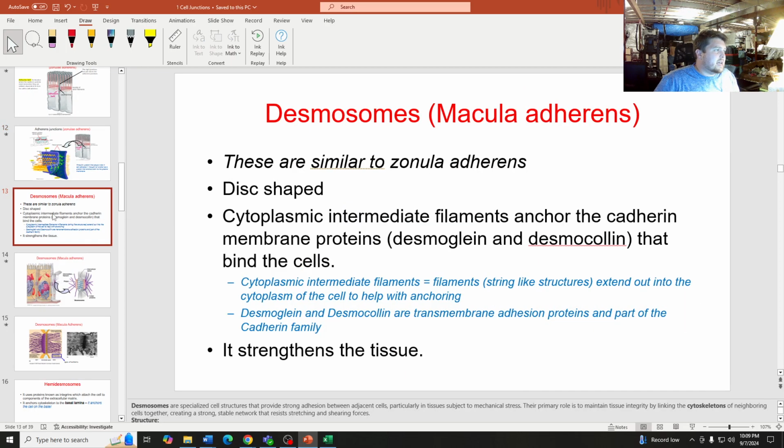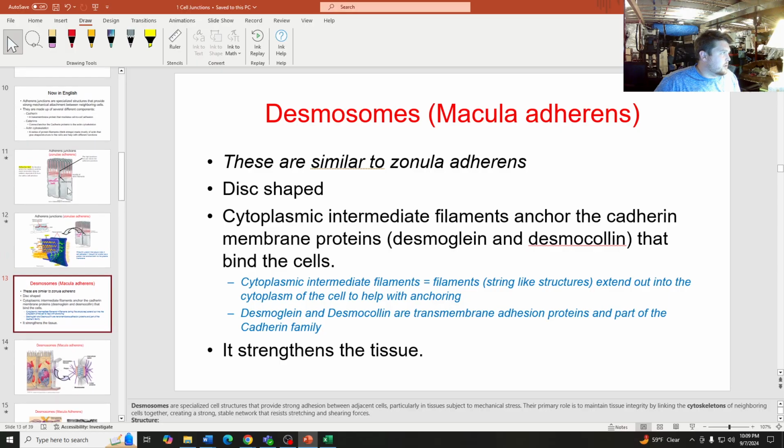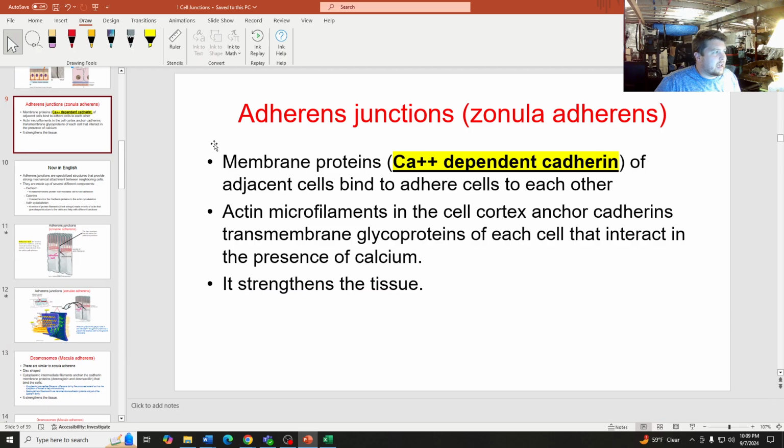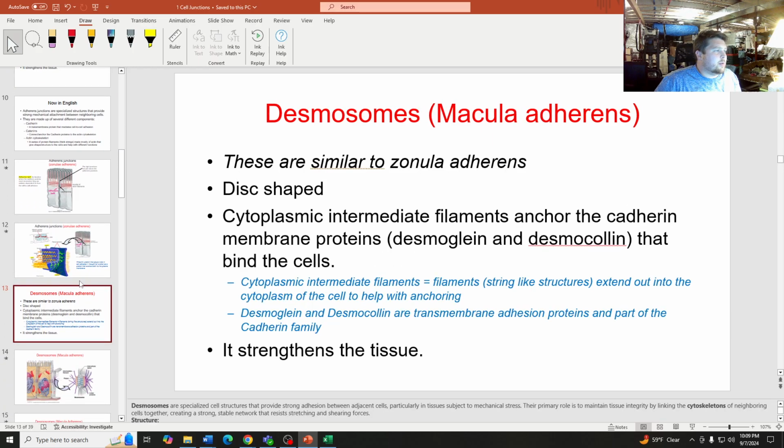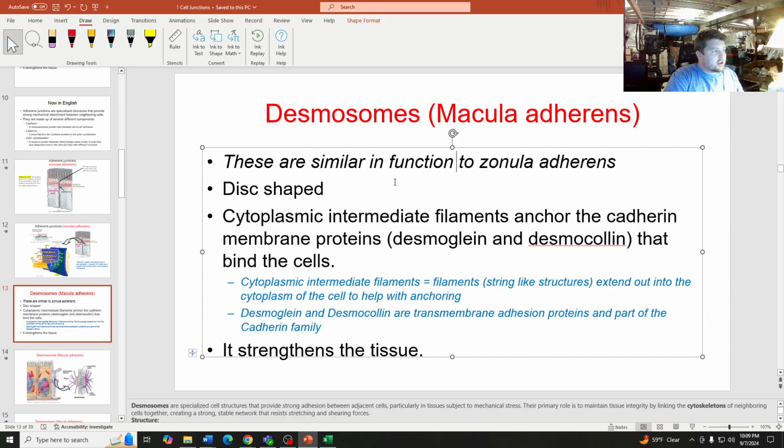Now, desmosomes, the next one. So we have the first chunk, adherens junctions. Now we talk about desmosomes. These are going to be similar in function to zonula adherens. Okay, they have the same job. Biggest difference, these are disc-shaped.